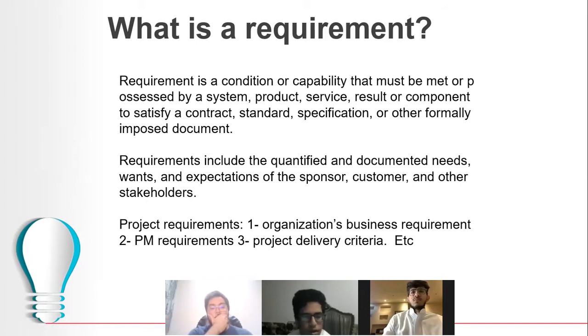Let's say another stakeholder has a specific requirement or a specific number that he wants in the project. The whole project is about this number for this stakeholder. If we didn't go along with this requirement, the stakeholder would believe that the project has failed. Requirements include the quantified and documented needs, wants, and expectations of the sponsor, customer, or other stakeholders. Examples of project requirements: organizational, business requirements, project management requirements, project delivery criteria, etc. Next.